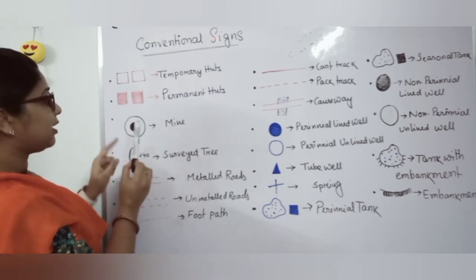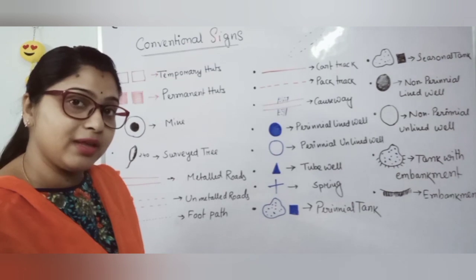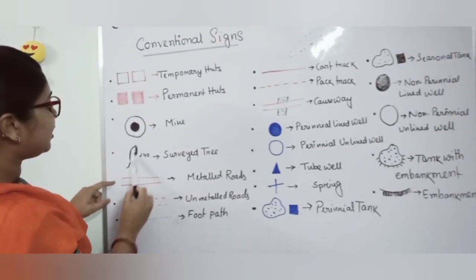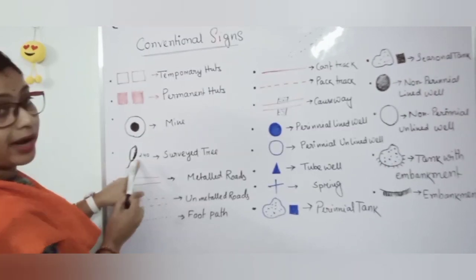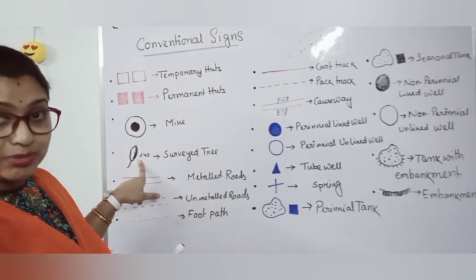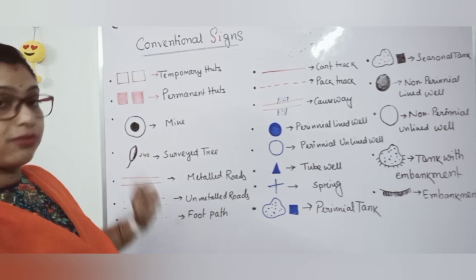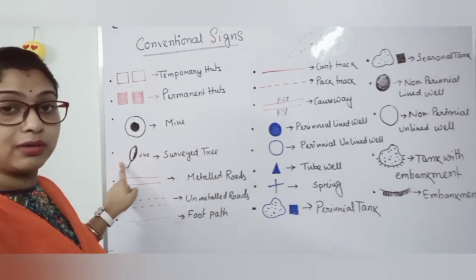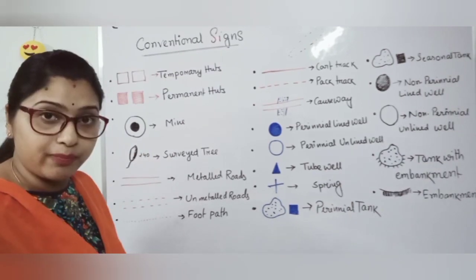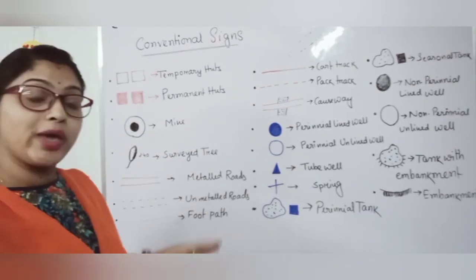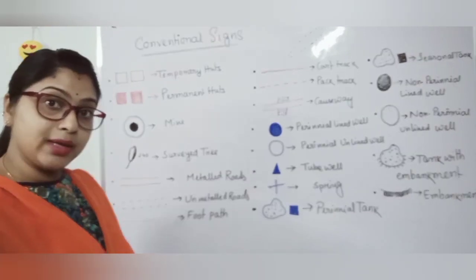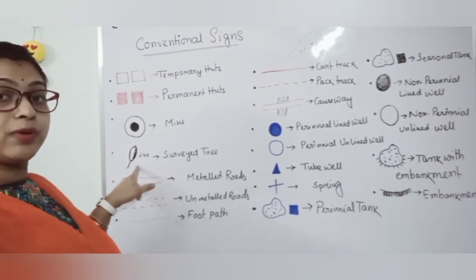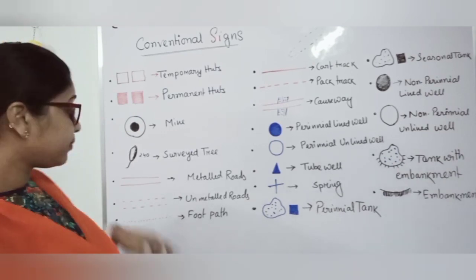Wherever you see that, it means there are some mines present in that topo map or that area. Then here a tree shape, and at the side of that a number given. Are you able to see? So this is a survey tree. If the number is not there, this will not be a survey tree, it will be only a tree. And what is this number? It is showing the height of this tree. Is it clear? Another thing, survey trees are always shown in black color.